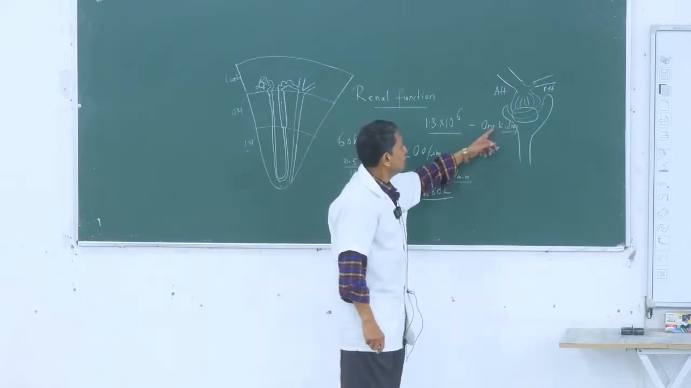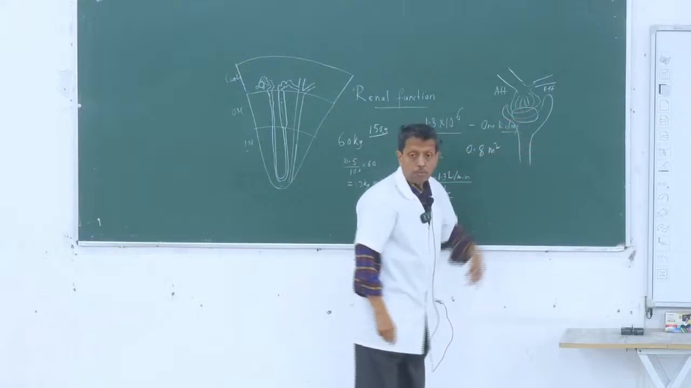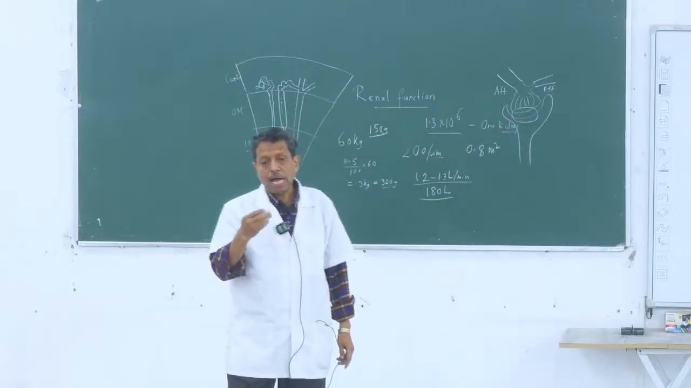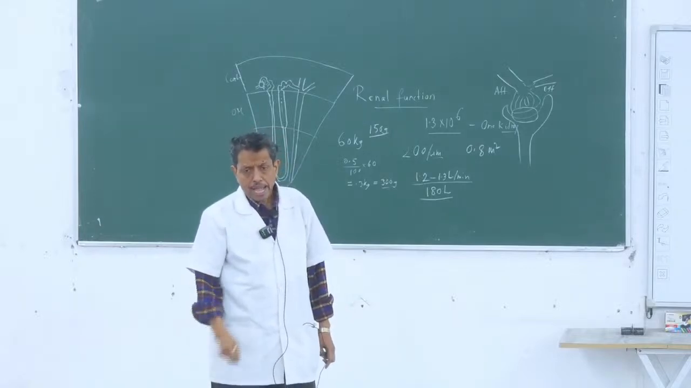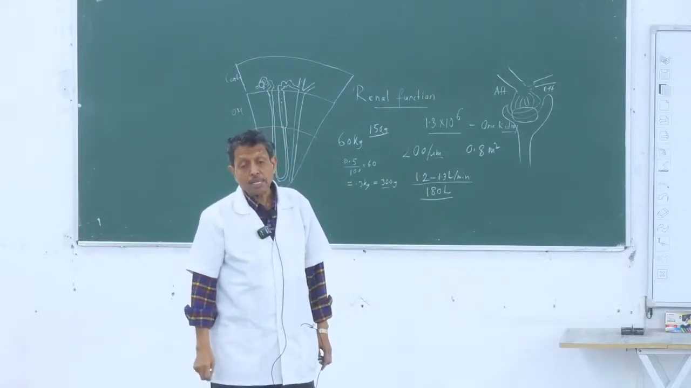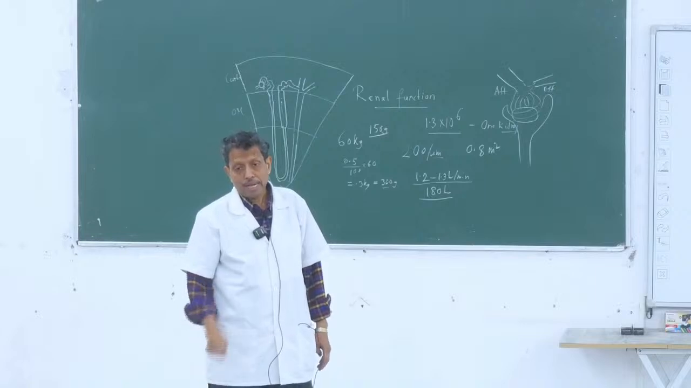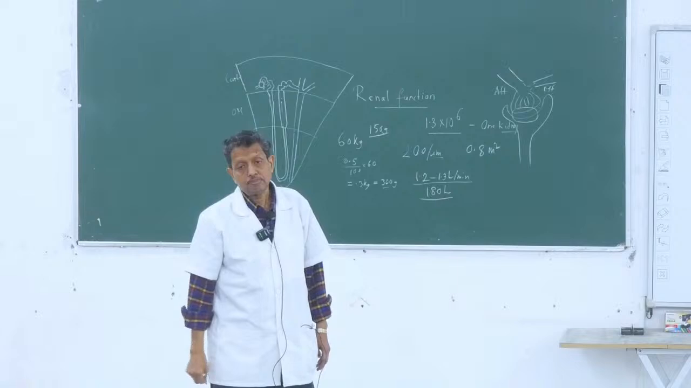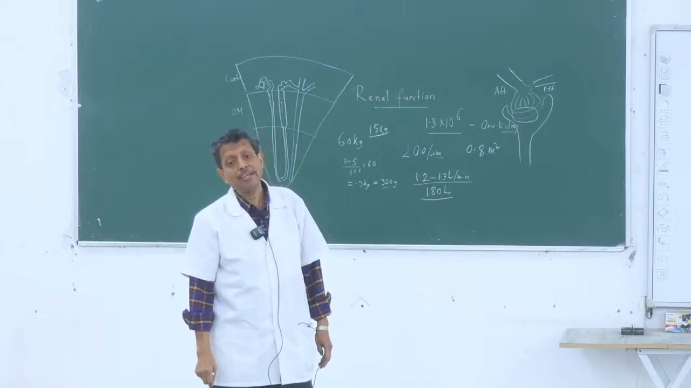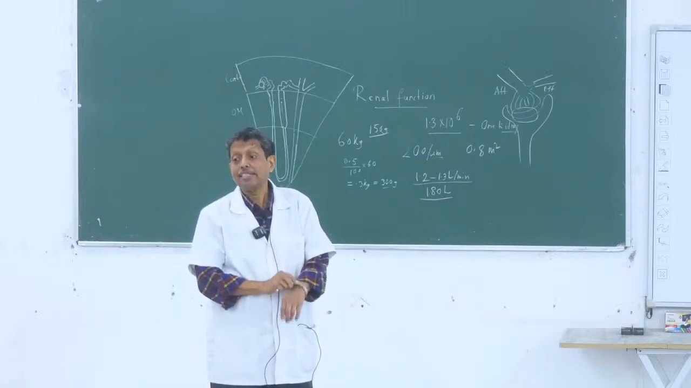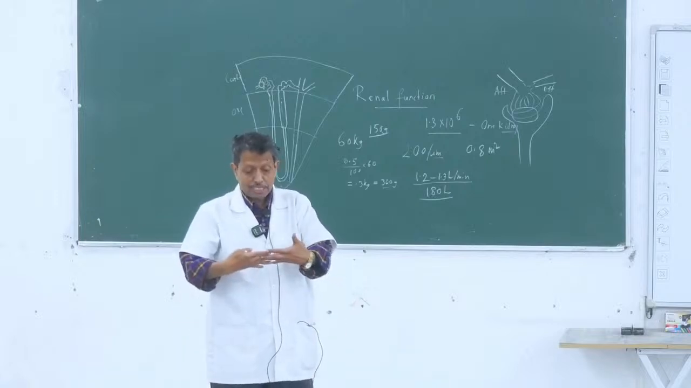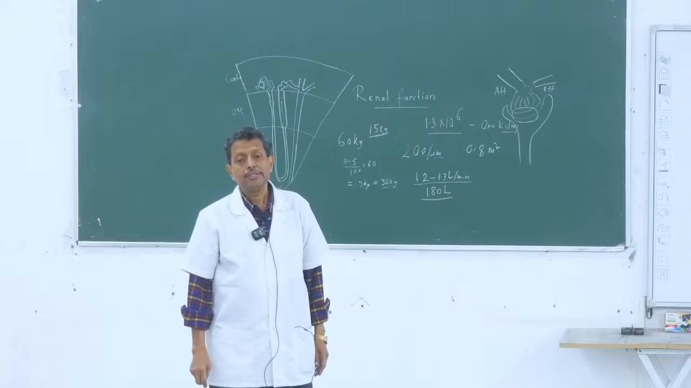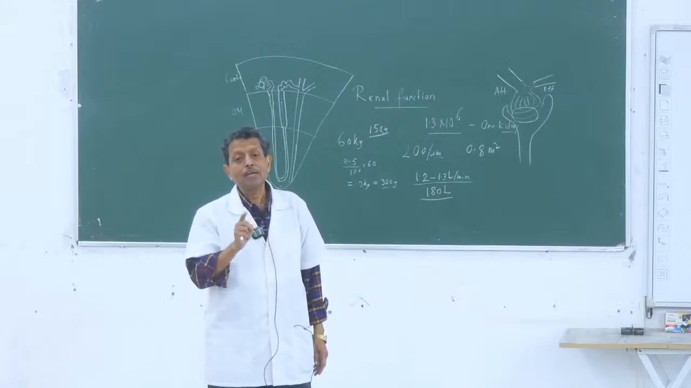And this filtering bed consists of two layers between the blood in the glomerular capillaries and the fluid in the Bowman space. One is the endothelium, and then basal lamina, and then the epithelial cells. And epithelial cells are modified, and they are called podocytes. They have foot processes that interdigitate in this fashion. The endothelial cells are fenestrated.